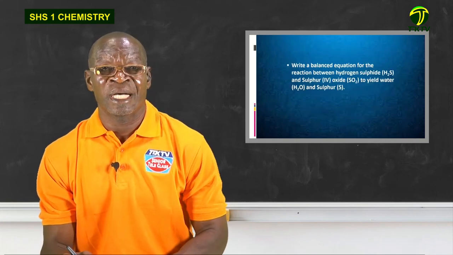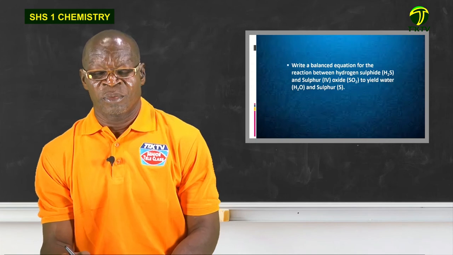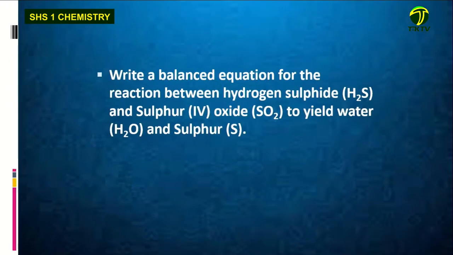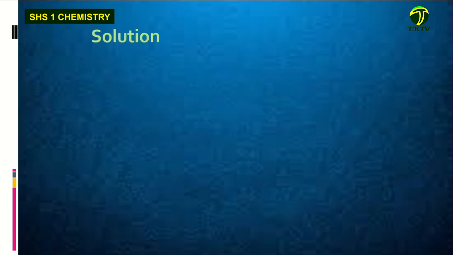So let's look at an example. We are to write a chemical equation for the reaction between hydrogen sulfide, H2S, and sulfur(IV) oxide, which is SO2, to yield water, H2O, and sulfur, S. So we know this reaction is possible, and how do we go about it?